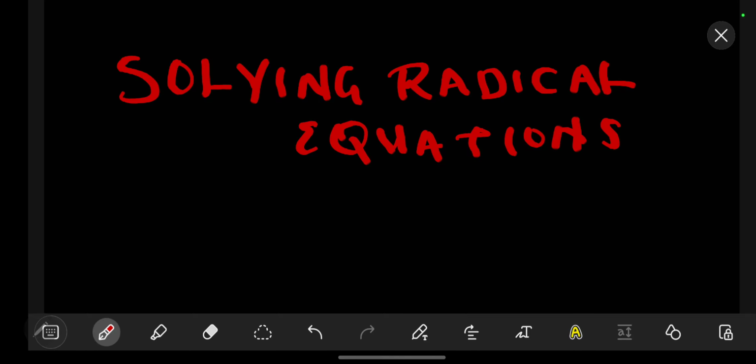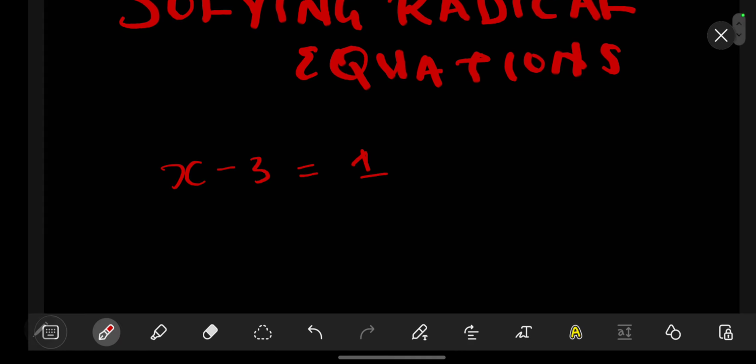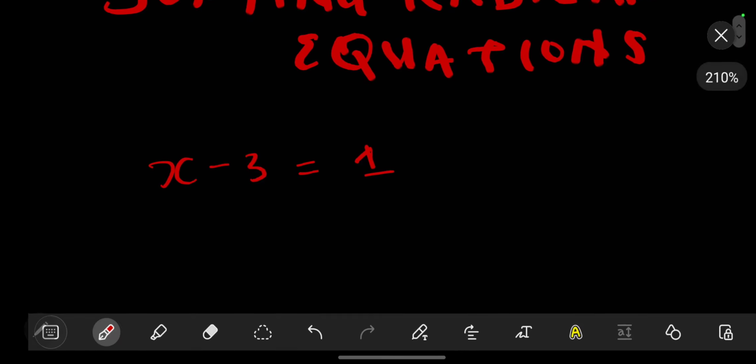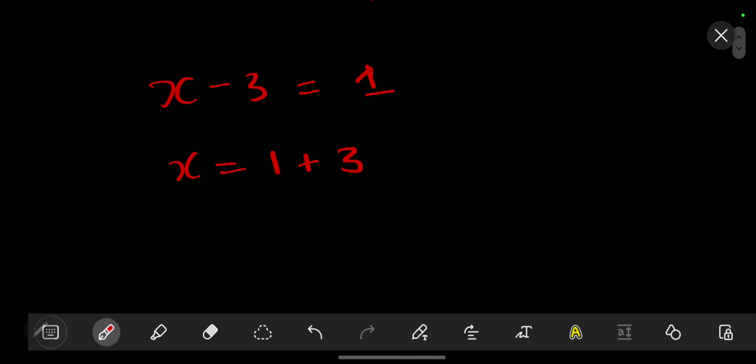So now, solving radical equations will give you answers that sometimes might not even be part of the solution. For example, let's say we take a normal equation such as x minus 3 equal to 1. Solving this is simple grade 1 work. We can say x is equal to 1, we take the 3 to the other side, we are going to have plus 3. So x is equal to 4, since 1 plus 3 gives us 4.